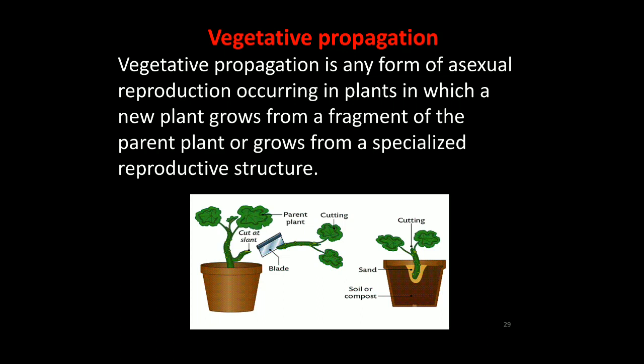Vegetative propagation is any form of asexual reproduction occurring in a plant in which a new plant grows from a parent plant or grows from a part of a parent plant.